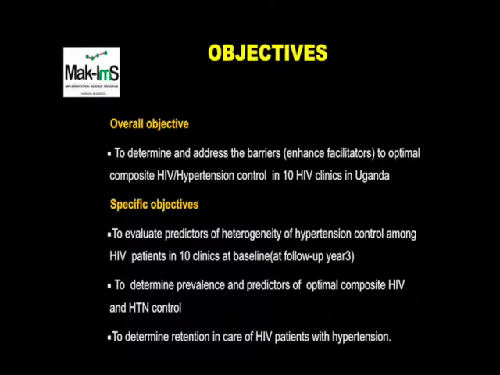So one of the objectives was also to understand the predictors of this heterogeneity of hypertension control among these HIV patients in the 10 clinics, as this will inform the next steps. Then after that is to design an intervention that will address the barriers, and to determine the prevalence and predictors of optimal composite HIV and hypertension control. And as one of the secondary objectives, after 1.5 years, maybe even when the course is over, is to look at retention in care for these patients.